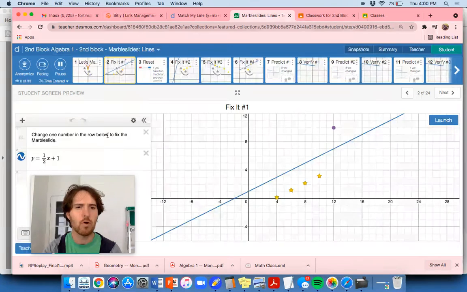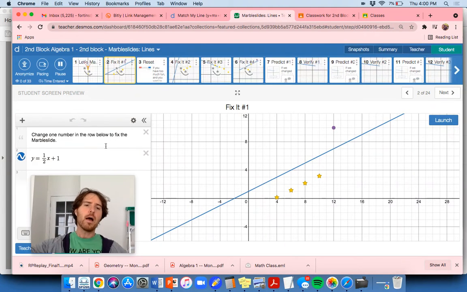Change one number in the row below to fix the marble slide. Well, I'm looking at this one here. Always just hit launch if you want to see what happens. It goes down. All right, do we get the stars? No. Well, what's the problem here? Let's think about this. Is the slope okay right now? Slope is how steep it is. Remember, slope is steepness. Slope is rate of change, change in y over change in x. Slope looks good to me. It looks like this is just too high. So it looks like my y-intercept's a little bit too high.